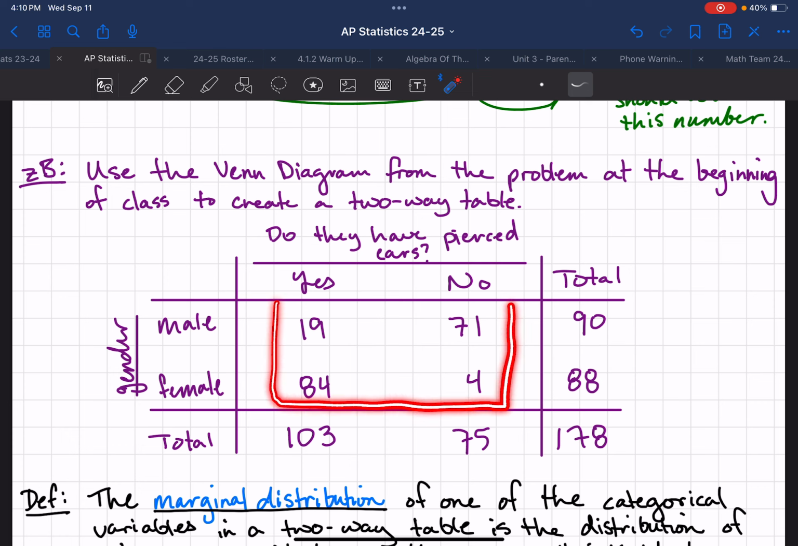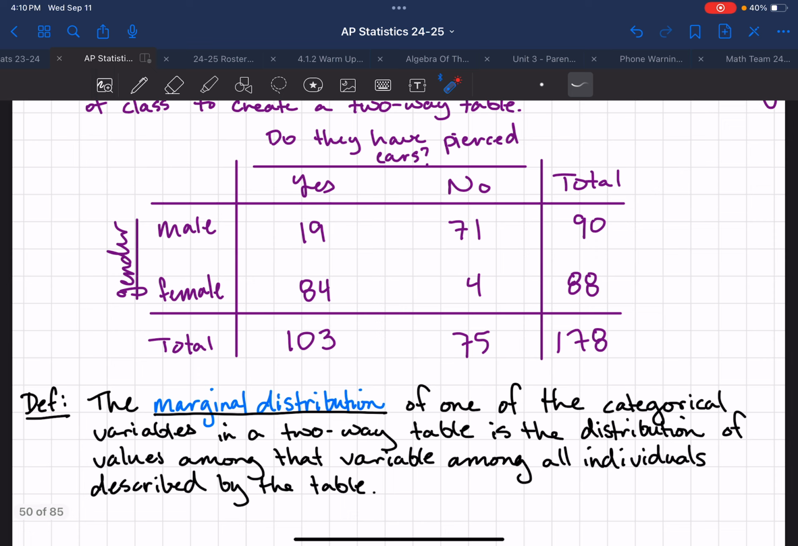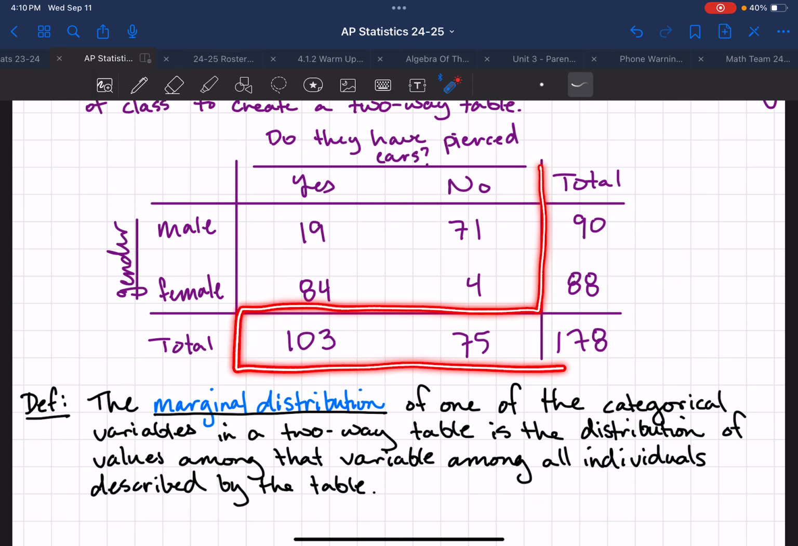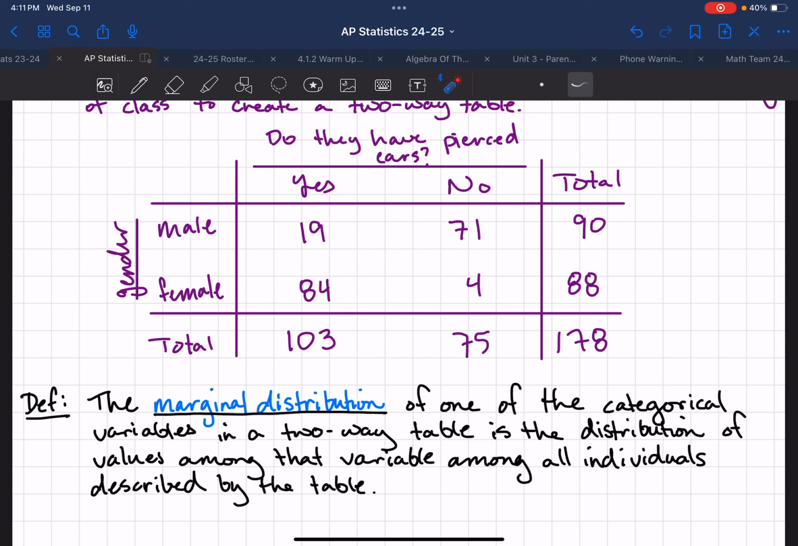Notice this interior section. This is all of the stuff from the Venn diagrams. But I'm going to scroll down so you can get this definition. Now we have what is called marginal distributions. If you have a piece of paper, where are the margins? They are everything not in the middle. So now we can talk about stuff like, what's the probability of selecting a male? It's 90 out of 178. What's the probability of selecting someone who doesn't have pierced ears? It's 75 out of 178.